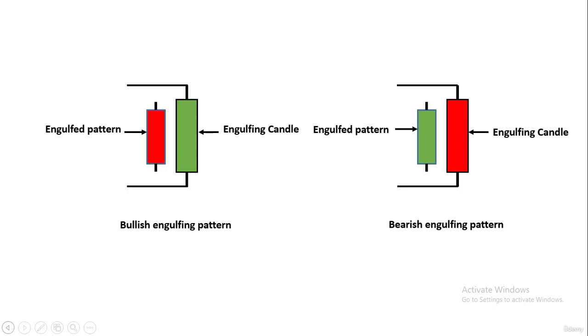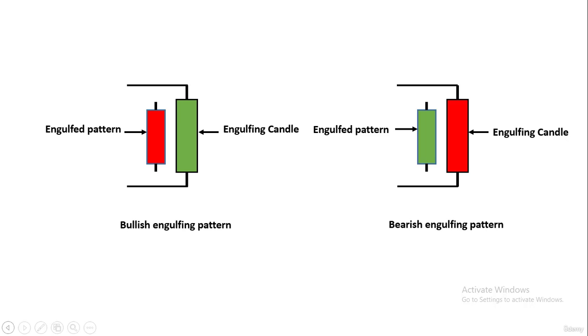Engulfing candlestick patterns are very powerful patterns on a price action chart to indicate market reversal. So let's start. Engulfing candlesticks are those whose total range engulfs or covers the previous candle's range. The big candle which engulfs the previous candle's range is called the engulfing candle, and the small candle engulfed by the big candle is the engulfed candle.